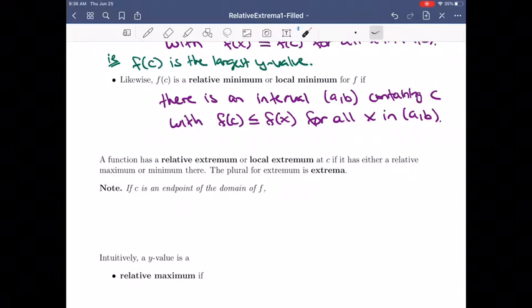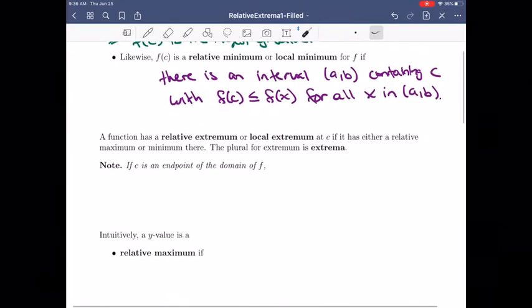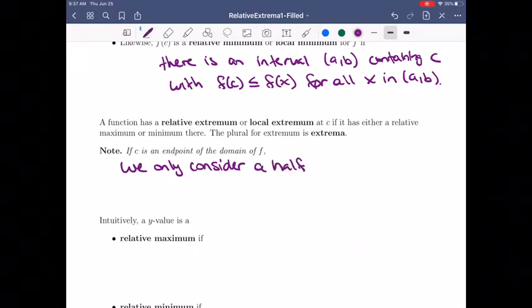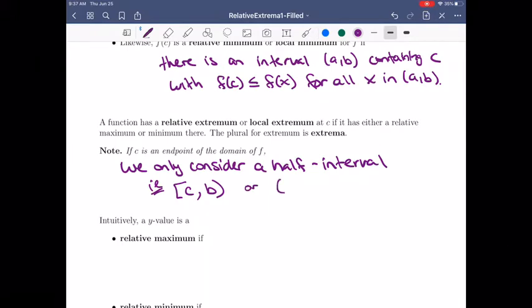The plural of extremum is extrema. That's why this section is called relative extrema. So we're talking about plurals. Now, if c is the endpoint of the domain of f, then we only consider a half interval. It doesn't need to be that c is in the middle of the interval between a and b. We might consider the interval from c to b, or a to c, depending on which endpoint it is for the domain of f.